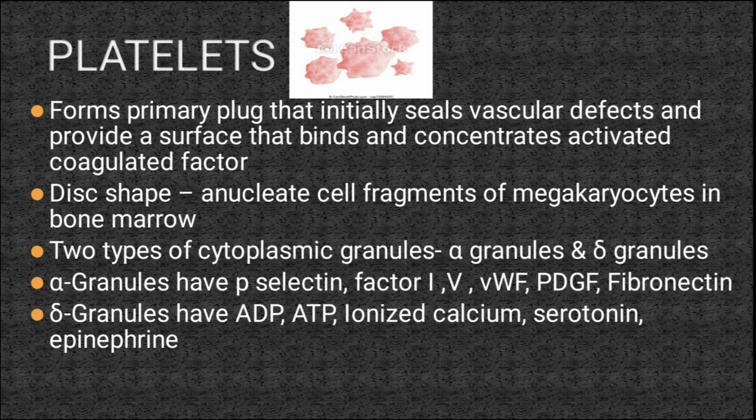Platelets are disc-shaped anucleate cell fragments of megakaryocytes in the bone marrow. There are two types of cytoplasmic granules, alpha granules and delta granules. The delta granules means dense granules. The alpha granules have P-selectin, factor 1, 5, von Willebrand factor, platelet derived growth factor, and fibronectin. And the dense granules, that is the delta granules, have ADP, ATP, ionized calcium, serotonin and epinephrine.